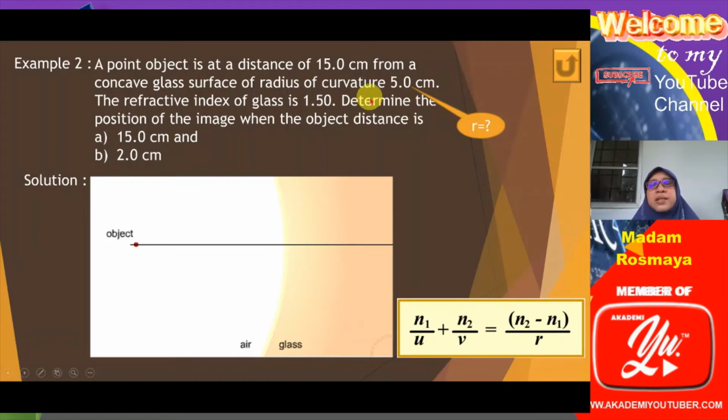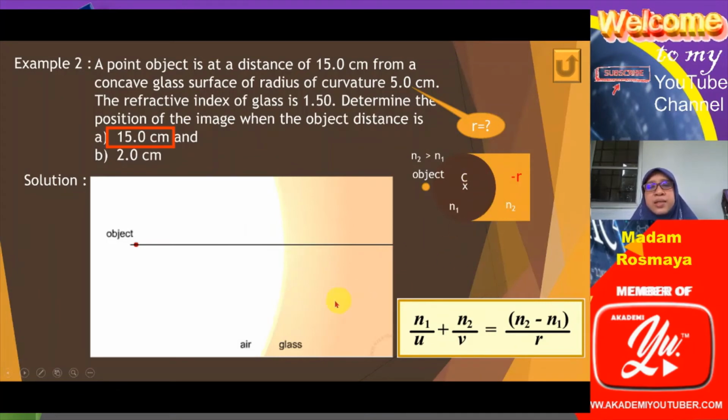So R is the radius of curvature, positive or negative? Look at the diagram here. The object is facing the concave surface. N2 is denser than N1 because here is glass and this one is air. And the center C is in the less dense medium. Imagine this is the imaginary sphere, so C is in the less dense medium. Therefore, R is negative. So this 5 is negative 5 cm. Now we can substitute into the equation for N2.